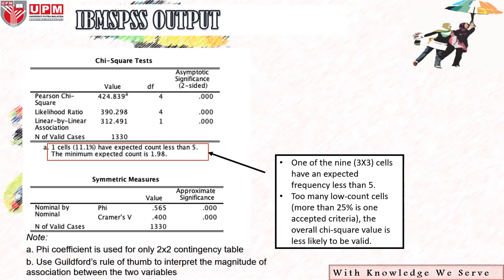Okay, then to interpret the value, the magnitude of the relationship, we can use the Guilford rule of thumb.